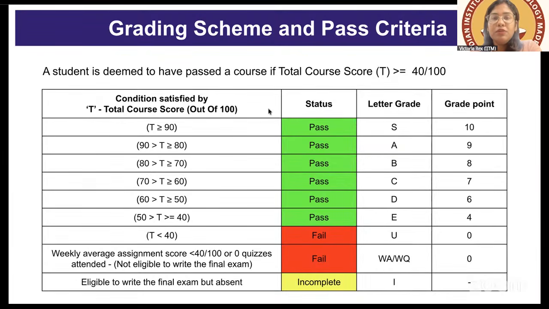Students, you will be having assignments that you need to submit. Based on your assignments, for each course we will have some criteria. You need to complete 7 out of 9 assignments to become eligible for the end-term exam. If you are not eligible for the end-term exam, you will get a WA or WQ grade. And the students who become eligible for the interim exam but have not written it will get an I grade, where you can register for the repeat interim only in the next term, and you can complete it without repeating the full course.